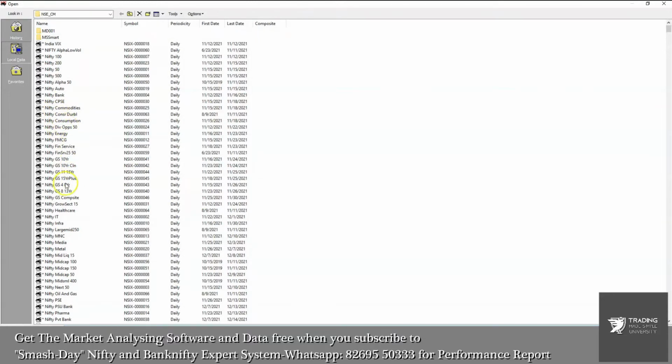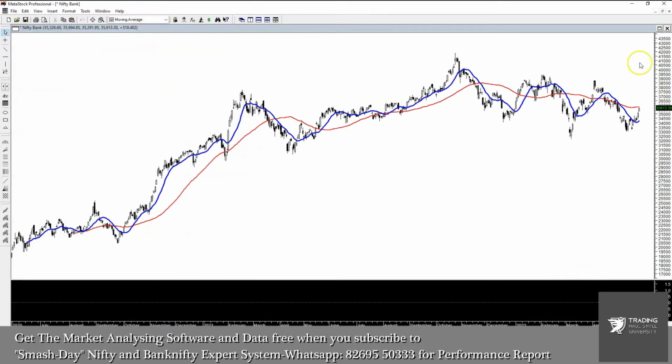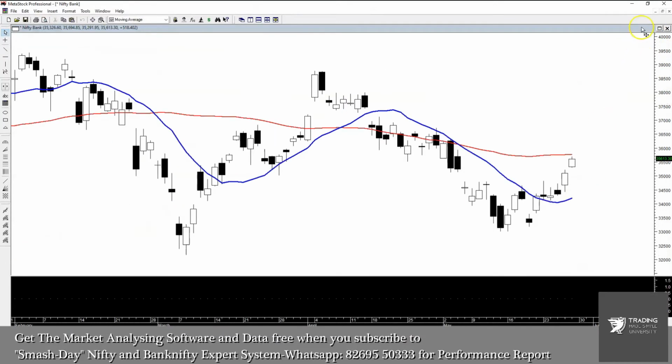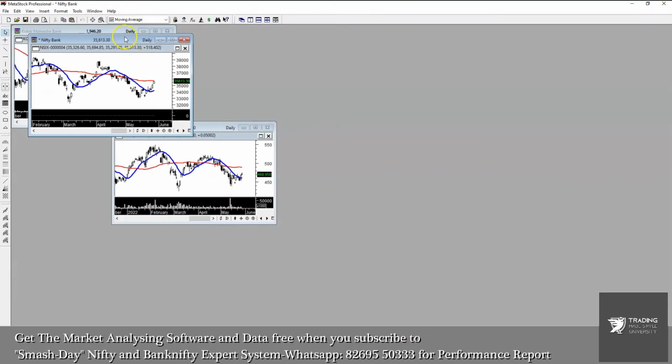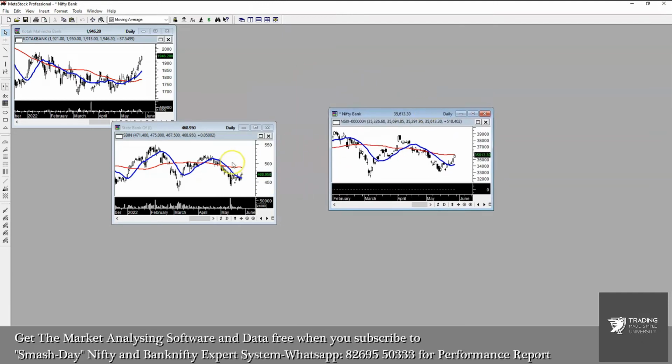So this is the chart of Bank Nifty. So now we have opened three different stocks and they have opened with three different charts. Now we want to bring them all in a single chart, so that we can compare them visually. This is how we can do that.